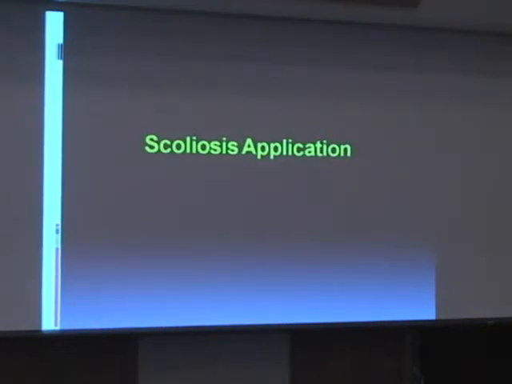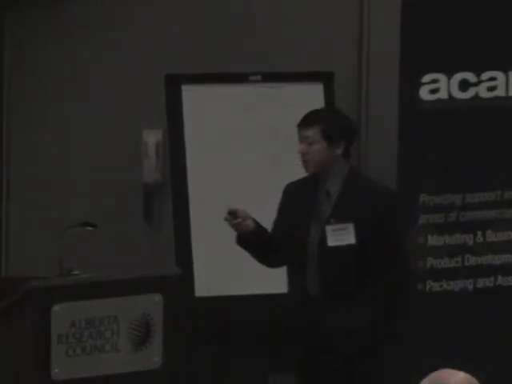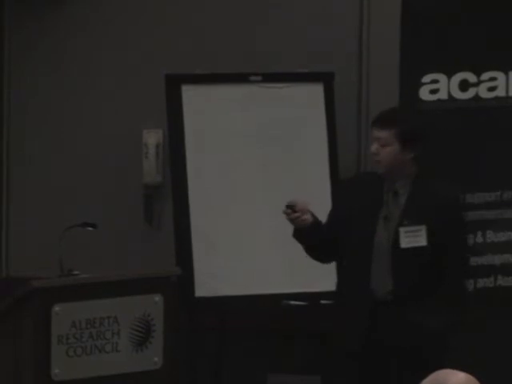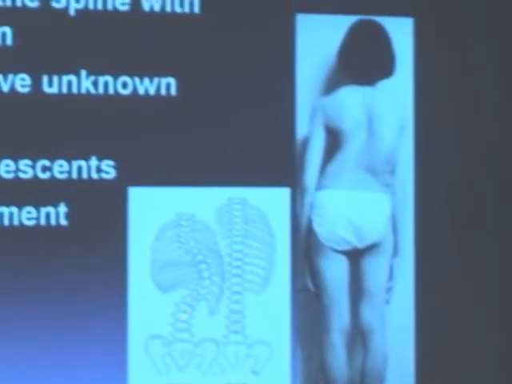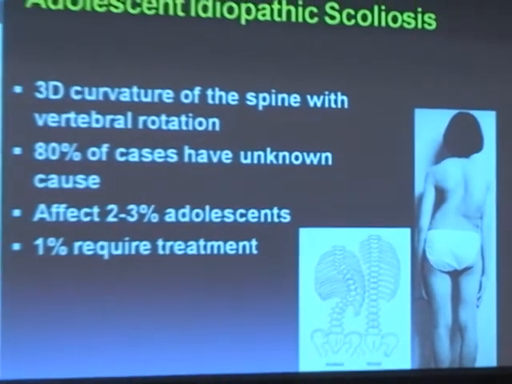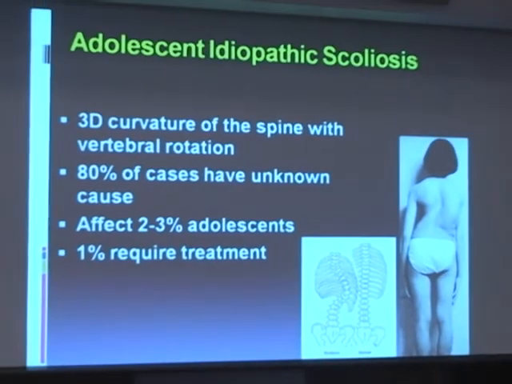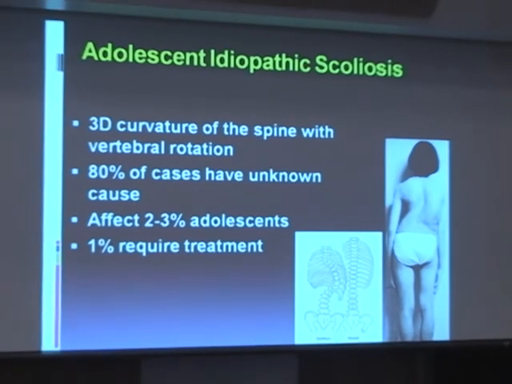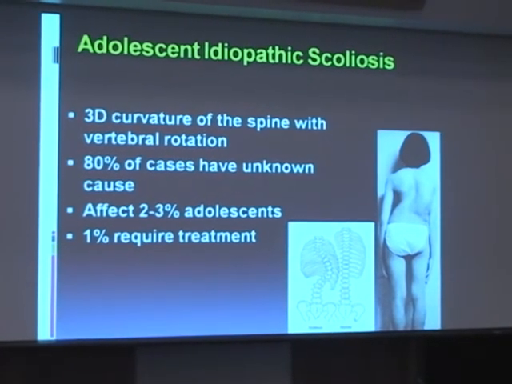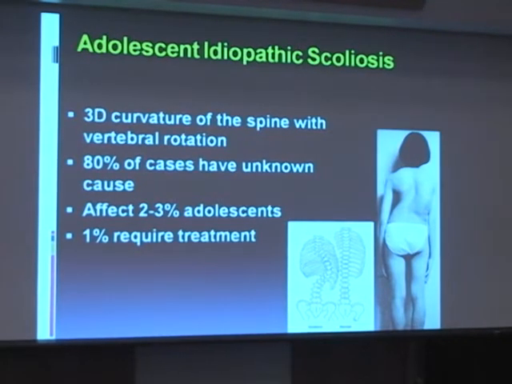Today I will only focus on one of the applications. My research is on scoliosis. Scoliosis is a three-dimensional curvature of the spine with vertebral rotation. As you can see here, this patient has scoliosis, and this one is a normal spine. 80% of the cases have unknown cause, and we call it idiopathic scoliosis. It affects approximately 2 to 3% of adolescents, and approximately 1% require treatment.